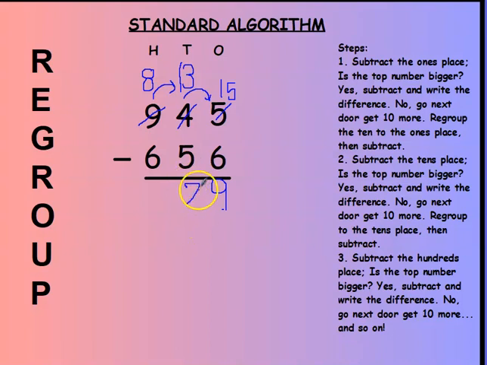Let's double check. What is 7 plus 5? 7, 8, 9, 10, 11, 12. Oh, no. But I'm so glad I checked my answer. So what is it, boys and girls? It is an 8, isn't it?